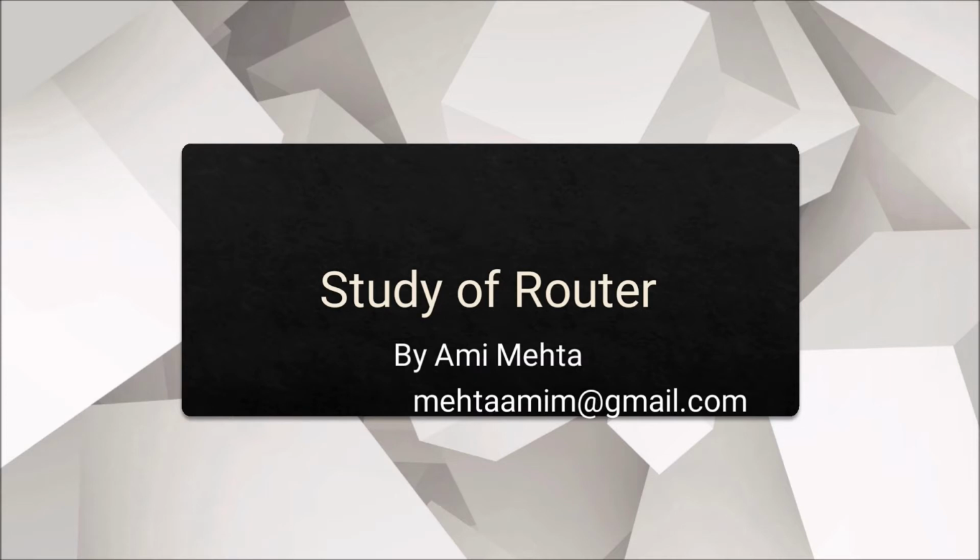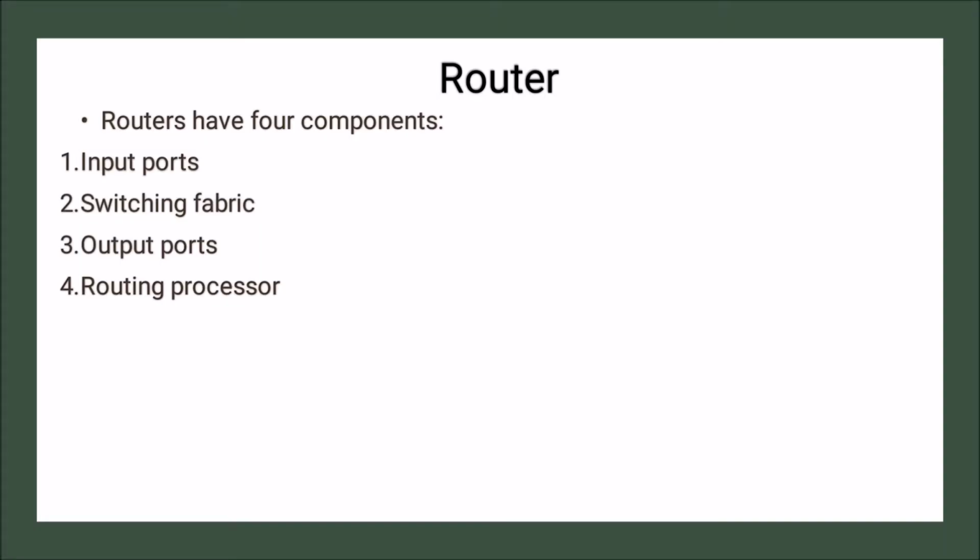Let us understand what a router is and what the components of a router are. In networking and communication, the router is a very important device. Let us discuss its four parts. A router has four components: input ports, switching fabric, output ports, and routing processor. Let us understand them one by one.